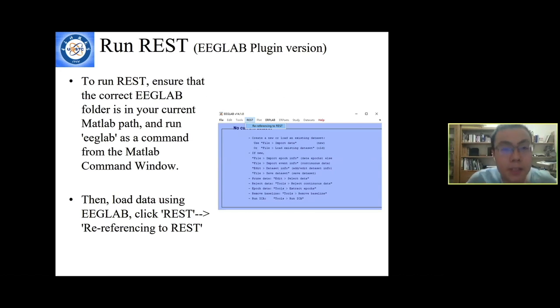To run REST, ensure that the correct EEGLAB folder is in your current MATLAB path, and run eeglab as a command from the MATLAB command window, and then load data using EEGLAB. You can click Tools and re-reference into REST, as this figure shows.